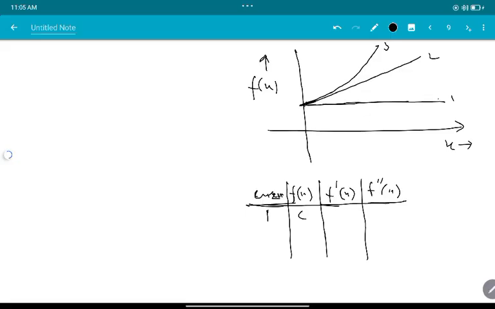F dash x means rate of change of f(x), that is 0. When it's constant, its rate of change is 0. And what is the rate of change of f dash x? That also is 0 because it doesn't change.